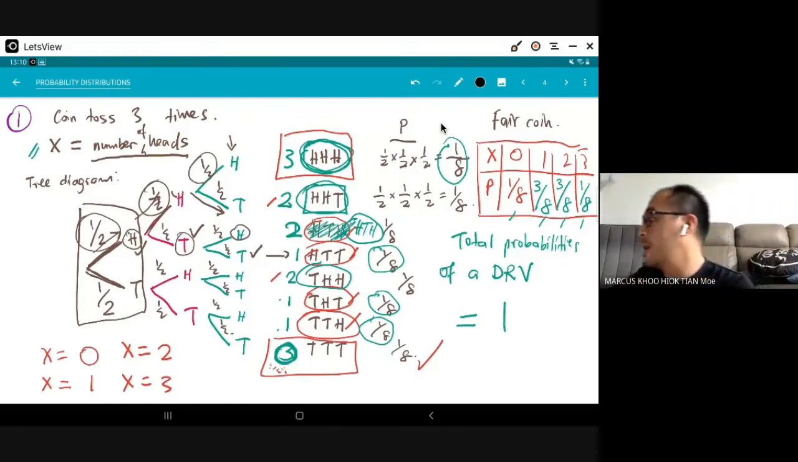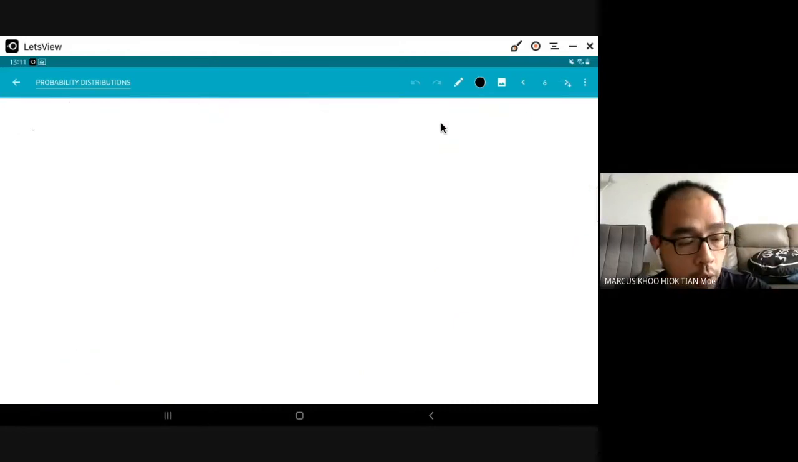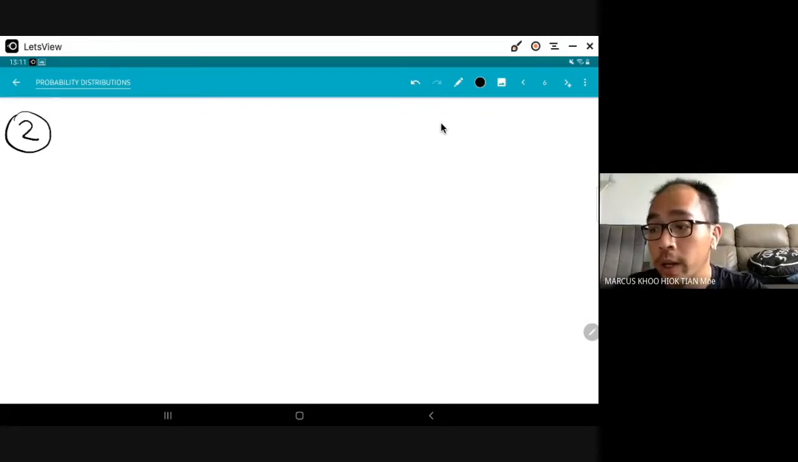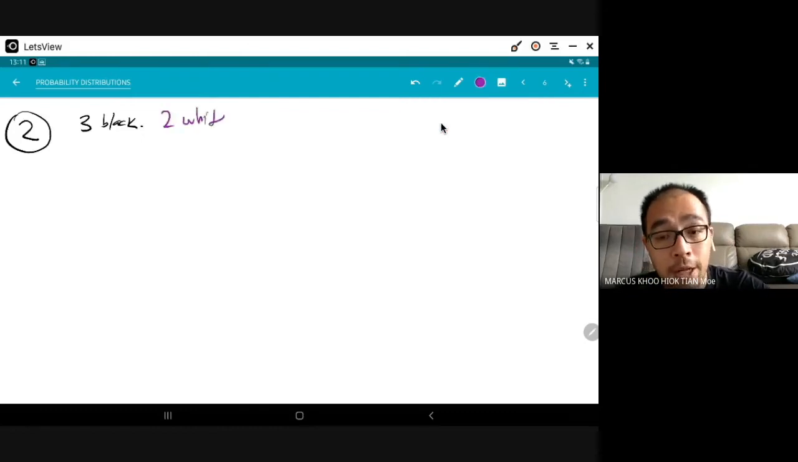This is my main work for today. Let's take a look at number 2. I'm going to help you draw the tree diagram, but I want you to figure out this one on your own. So the question is, 2 balls are drawn randomly, one by one without replacement, from a box containing 3 black and 2 white. So how many balls are there altogether? There are 5 balls.